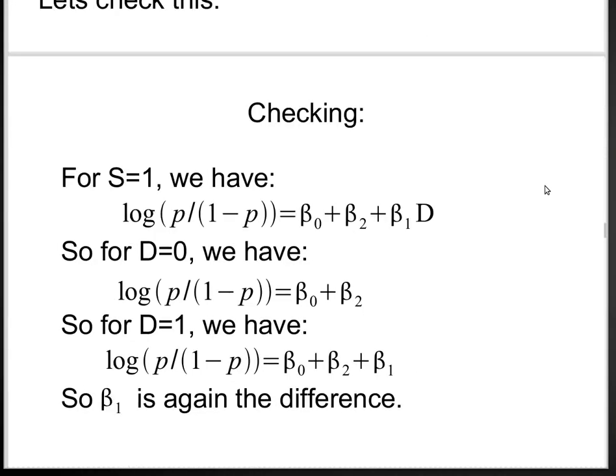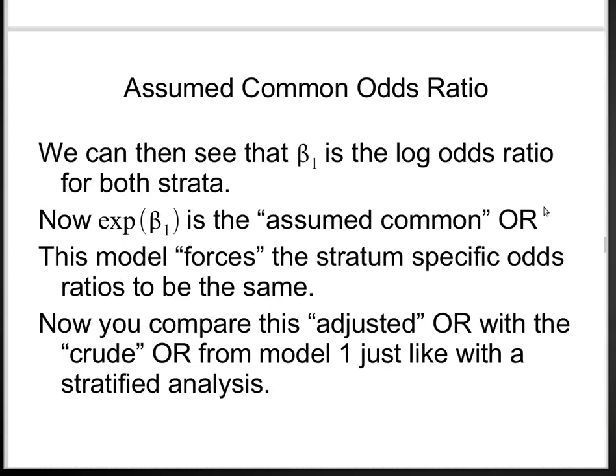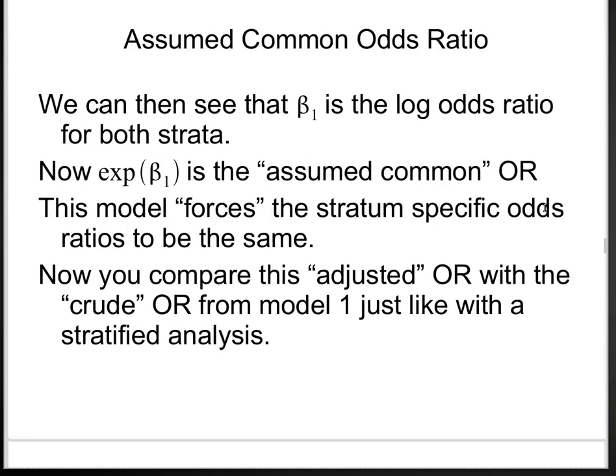And then we can check that. Here's the checking process. A little bit of algebra again. In other words, we get that beta 1 is something very familiar to us that we saw in stratified analysis. Beta 1 is the log of the odds ratio for the non-smokers, and it's also the log of the odds ratio for the smokers. In other words, the exponent of beta 1 is the assumed common odds ratio. Wow.